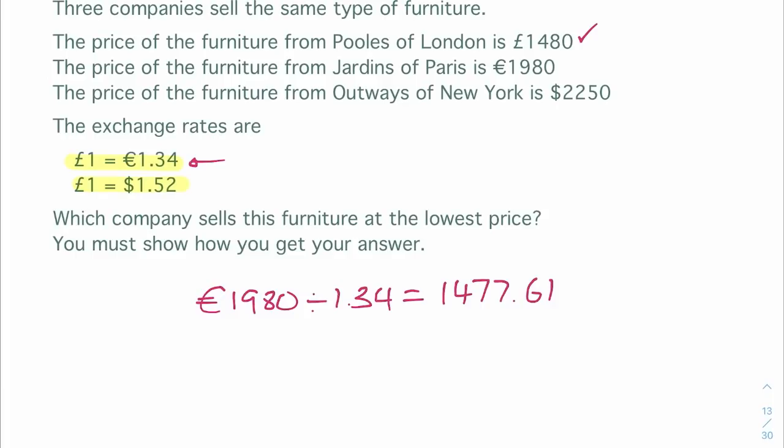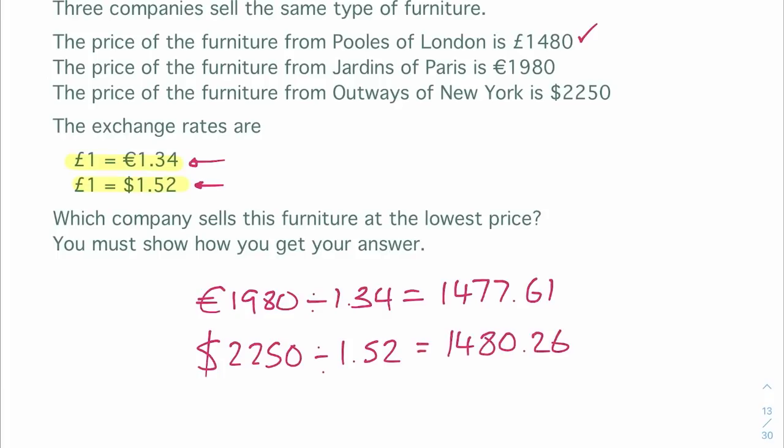For the next one, we've got the New York number. So we have 2,250, and again we're going to divide it by the New York exchange rate, and that's going to give us 1.52. So 2250 divided by 1.52, and that comes out as 1,480.52 point and we get just over. So again, there's a lot more decimals, but I've rounded it to the nearest penny.